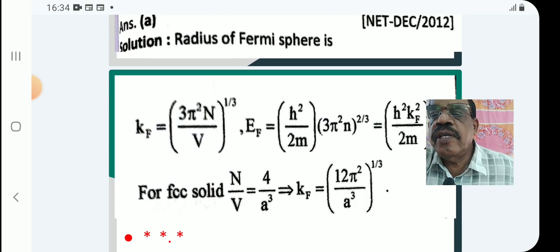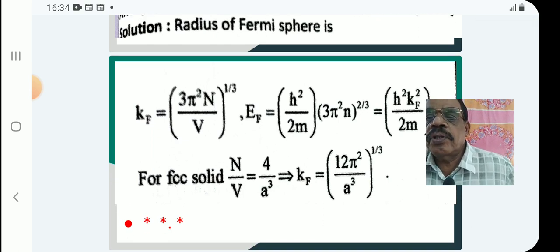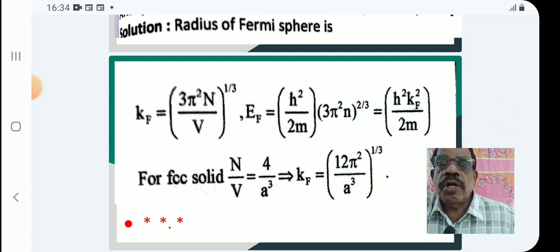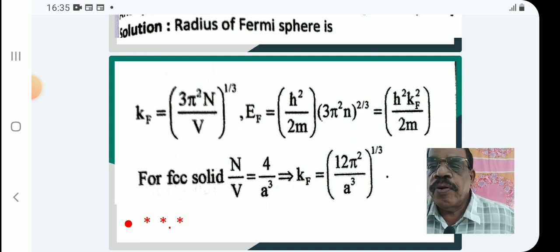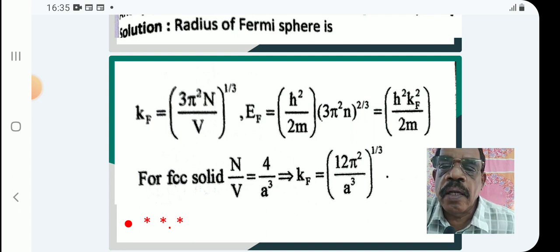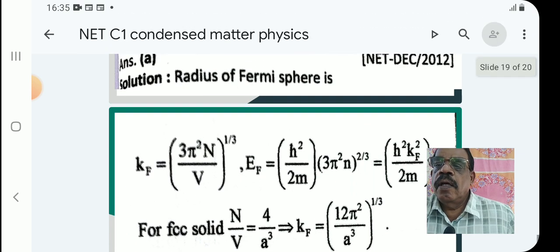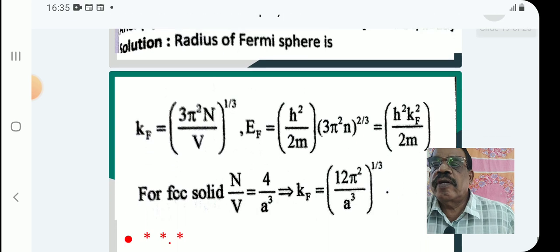Radius of the Fermi surface is to be found. K is equal to 3 pi square n by V raised to 1 by 3. And here the Fermi energy is given, it is not required. And n by V is 4 by a cubed. Number of atoms is 4 by a cubed. And that value we put in the above equation. Therefore, Kf is equal to 12 pi square by a cubed raised to 1 by 3. That is the answer. That is all with your class. We continue.